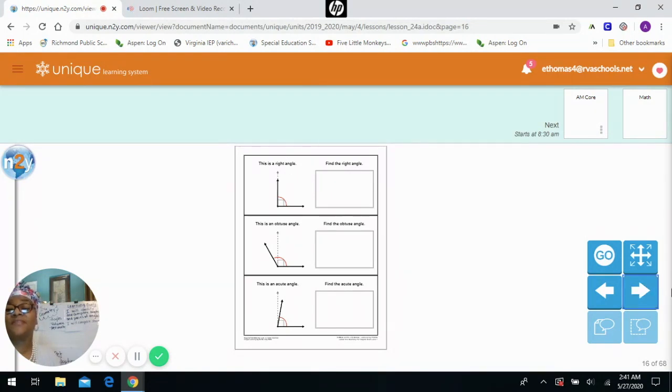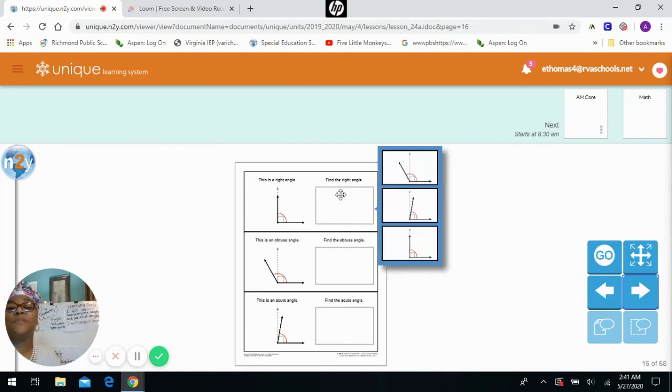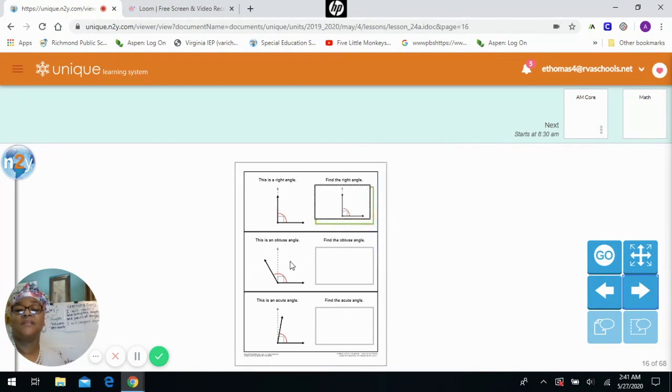Okay, here we go again. Find the right angle. Now remember, it has to be straight up and down for 90 degrees. Which one is it? Yes, good. And this is an obtuse angle. As long as it's more, it doesn't have to be a big amount more. Just as long as it's more, it will be an obtuse angle.